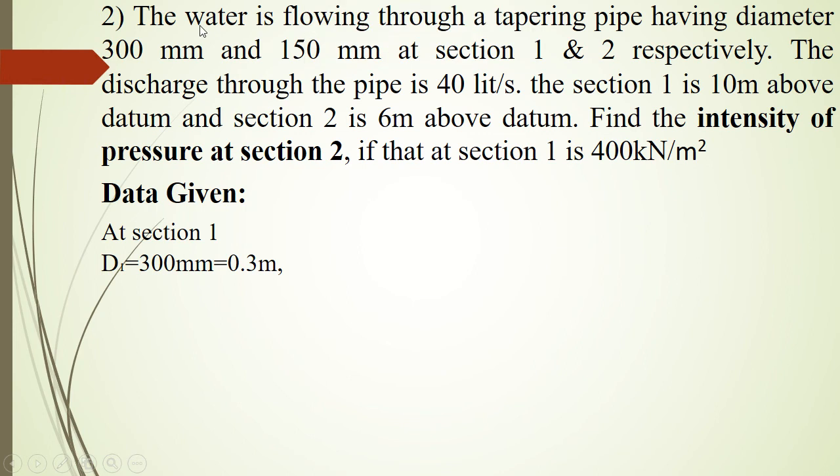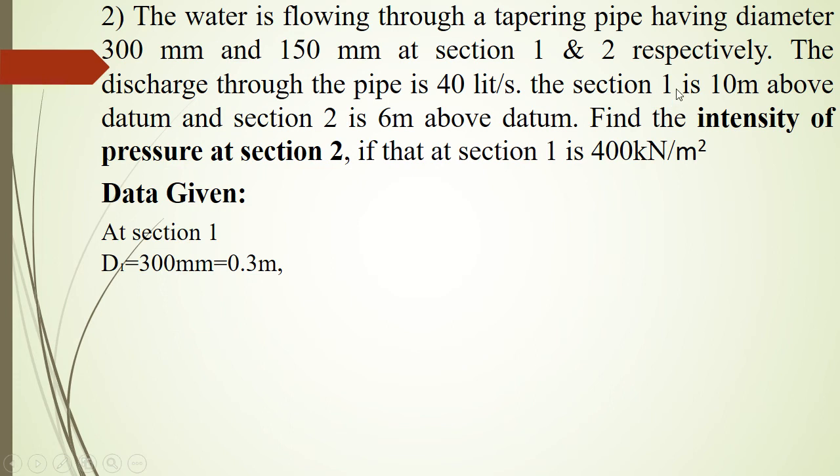Here the water is flowing through a tapering pipe having diameter 300 mm and 150 mm at the section 1 and 2 respectively. So here he has given at the section 1 the diameter is 300 mm, and at the section 2 the diameter is 150 mm. Okay, the discharge through the pipe is 40 liter per second. So the discharge, that is Q, is given as 40 liter per second.